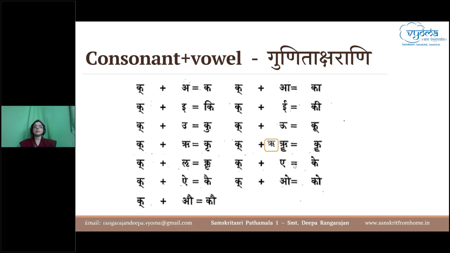Then we have k plus e, k plus ai, kai. For ke, there is one stroke above the horizontal line. For kai, there are two slanting lines above the horizontal line. Plus o is ko, and here there is a vertical line next to it, and it also has a slanting line above. Then we have plus au, kau, where there is a vertical line and two slanting lines above.